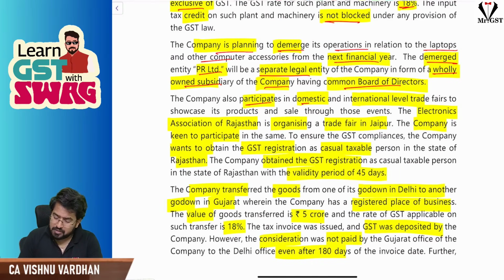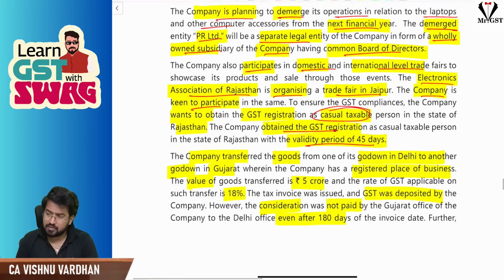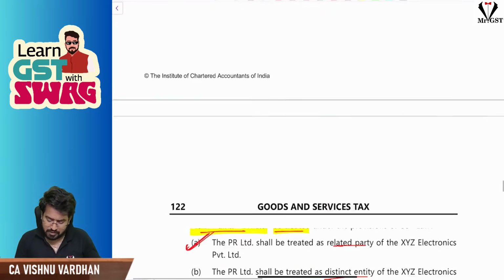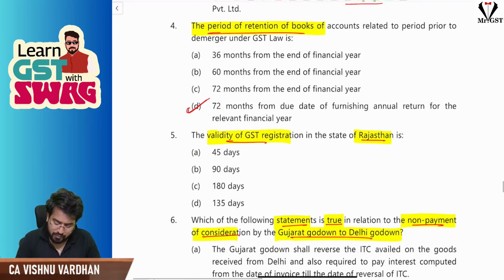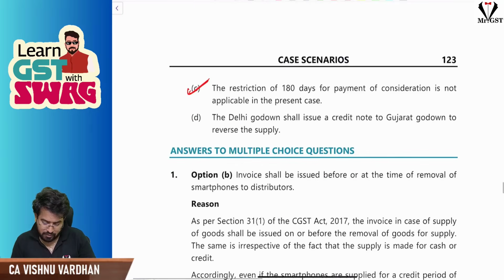The company also participates in domestic and international trade fairs. The Electronic Association of Rajasthan is organizing a trade fair in Jaipur, and the company wants to participate in that. Further, they are obtaining GST registration as a casual taxable person with a validity of 45 days. If you are asking for 45 days validity, obviously they'll give 45 days validity, and the validity of that registration will be, of course, 45 days. So here the answer will be 45 days.